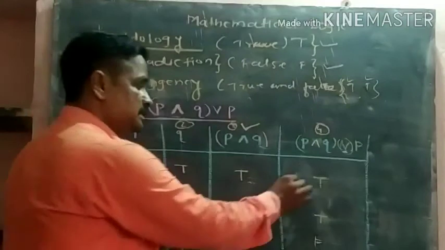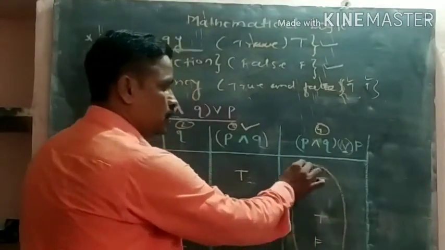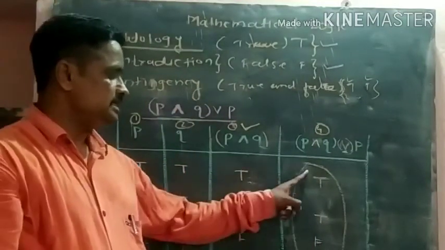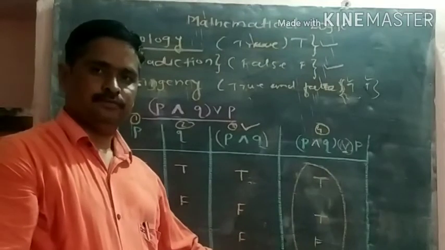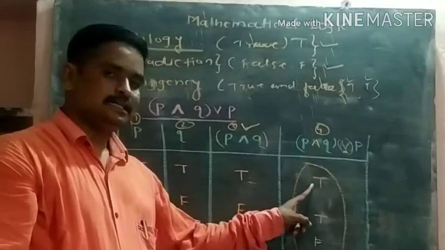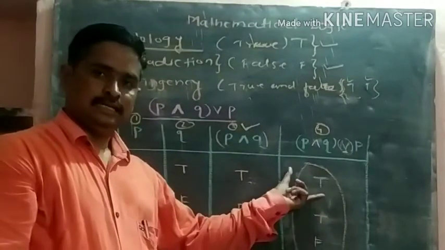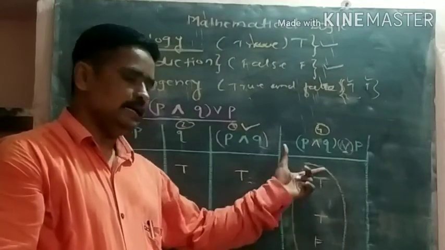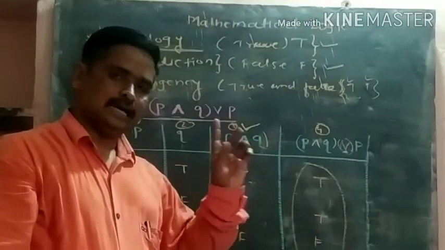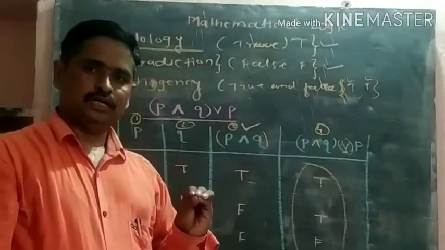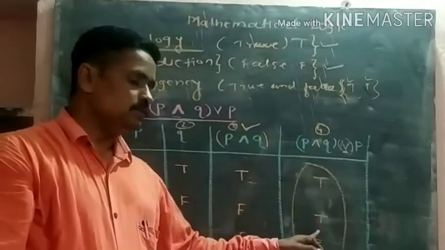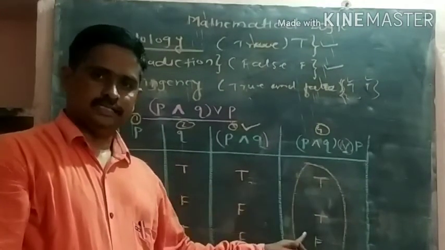So lastly, observe column number 4. It is T, T, F, F. So it is neither all T nor all F. That means it is neither a tautology nor a contradiction. That means the given statement pattern is a contingency.